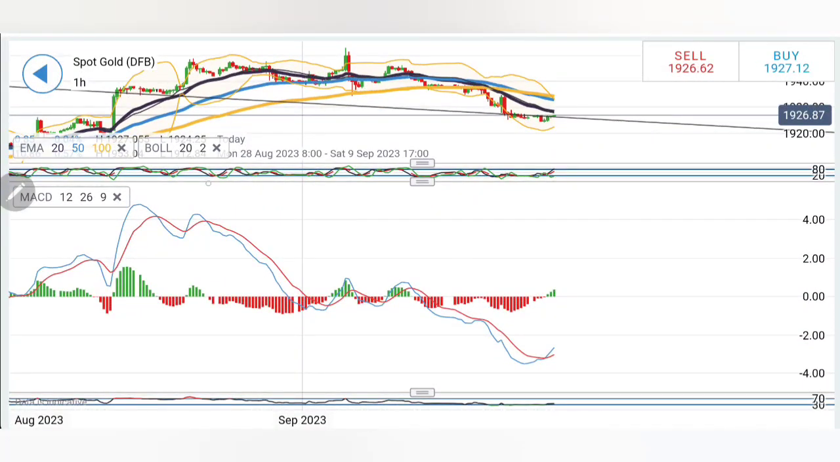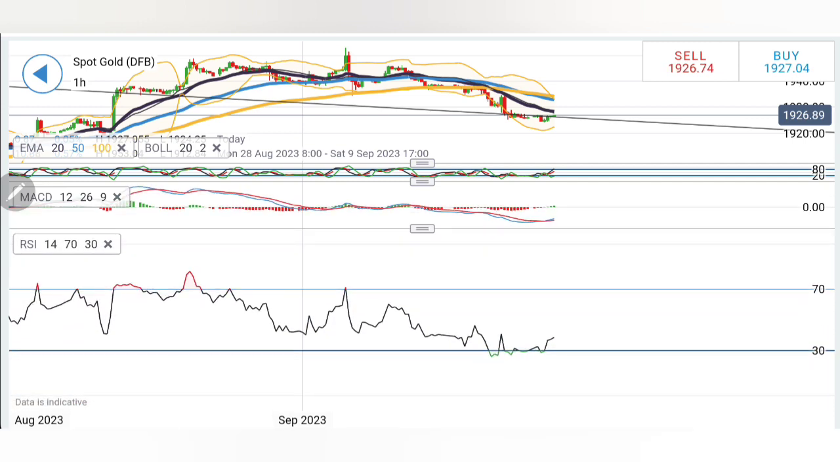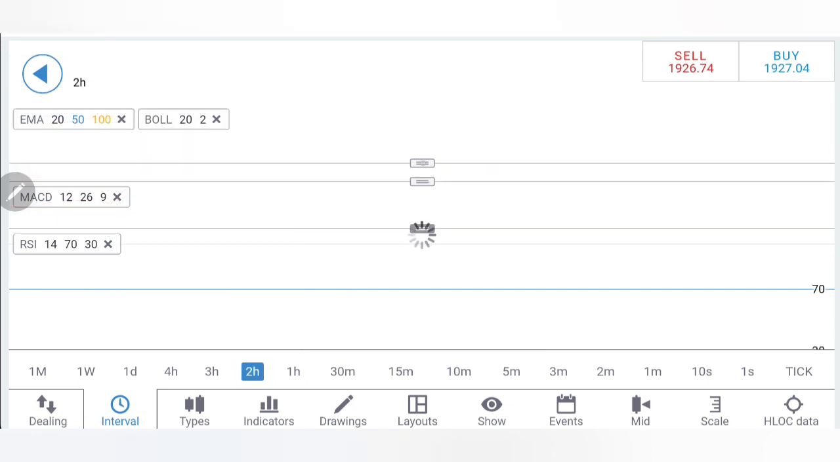Stochastic is rising. MACD on the hourly chart has crossed over, trading with divergence, and this crossover is coming at a lower level. So possibly this might try to pull it up a little, which suggests that we might see 1930-32 levels at least. RSI is coming out of the oversold zone.